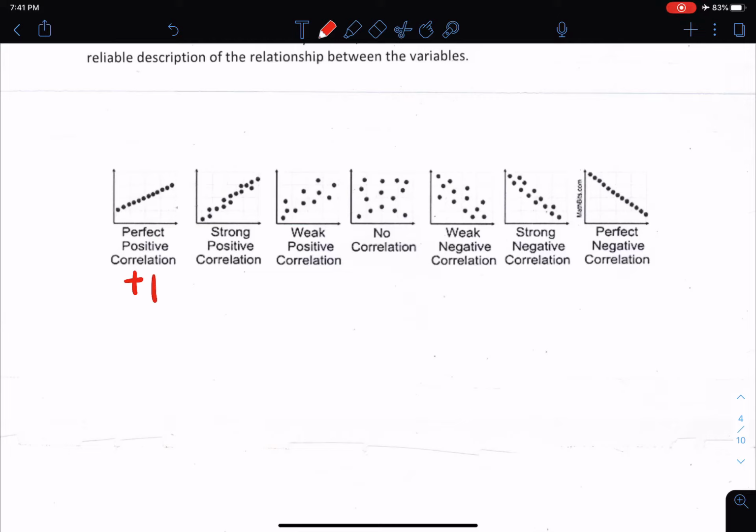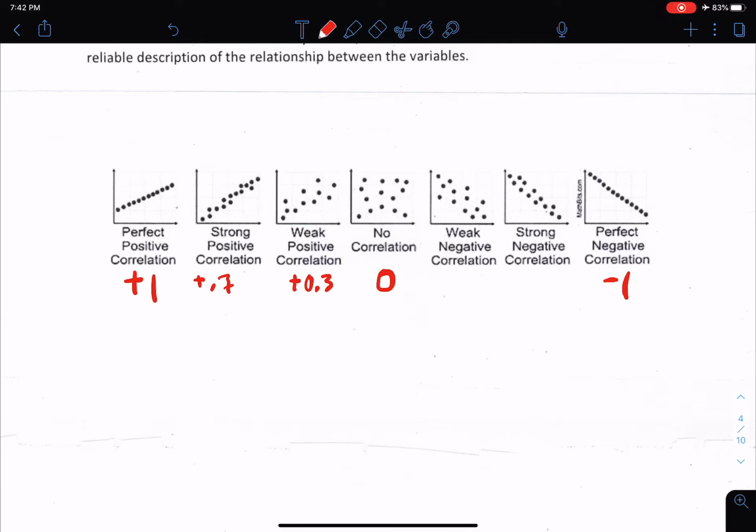A strong positive correlation, a weak positive correlation, no correlation. A weak negative correlation, a strong negative correlation, a perfect negative correlation. And so you can estimate what these values would be, but they'd be somewhere in between, right? So maybe this is the positive side. So this is positive, I'm just estimating, like maybe 0.3.